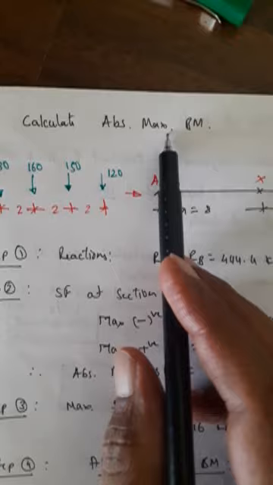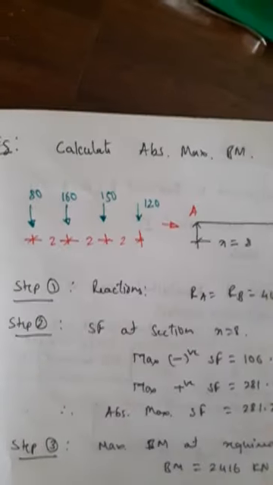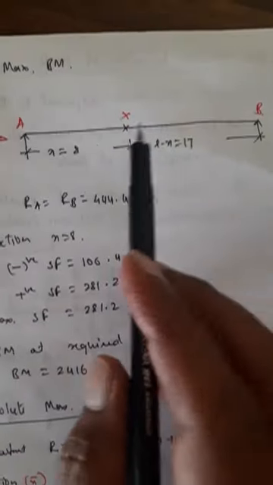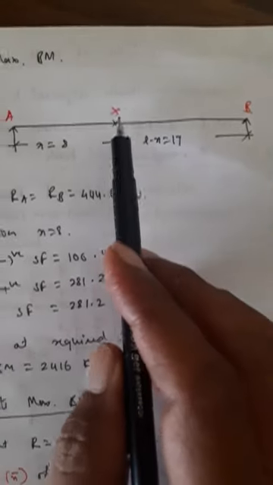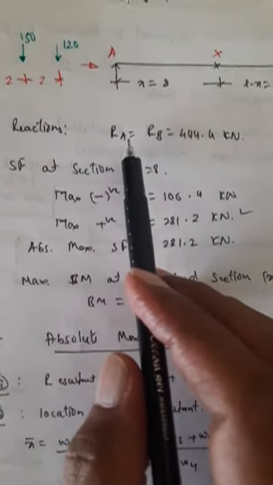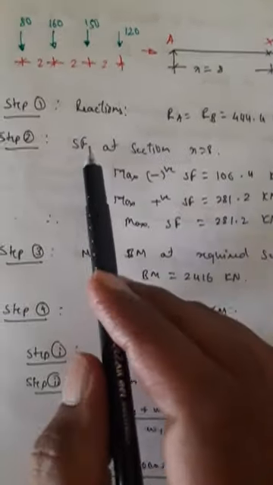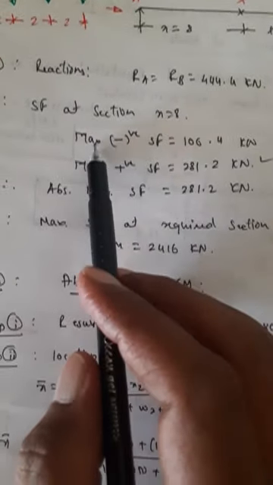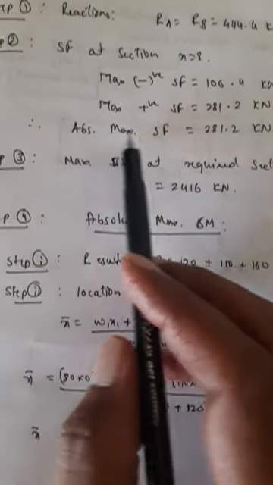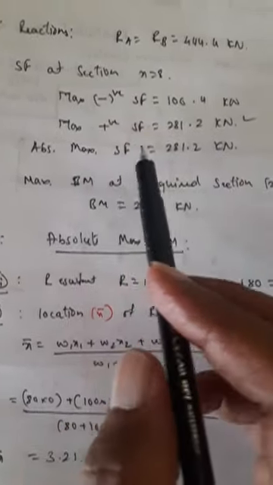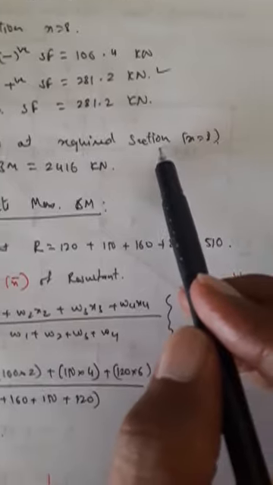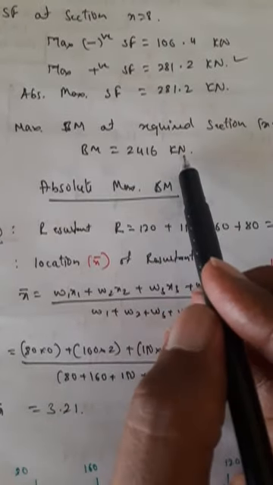So this is the problem which we have solved earlier. For that we are going to calculate absolute maximum bending moment. So these are 4 loads. This is the beam. X is equal to 8, L minus X is equal to 17. So I have to calculate loads at distance X is equal to 8 meters. For that already I have calculated RA and RB. Shear force at section X is equal to 8. Maximum negative shear force 106. Maximum positive shear force 281. So absolute maximum means irrespective of sign. Absolute maximum shear force is 281.2. Now maximum bending moment at required section X is equal to 8, 2416 kilonewton meters.